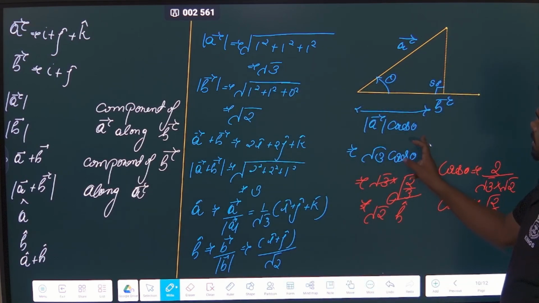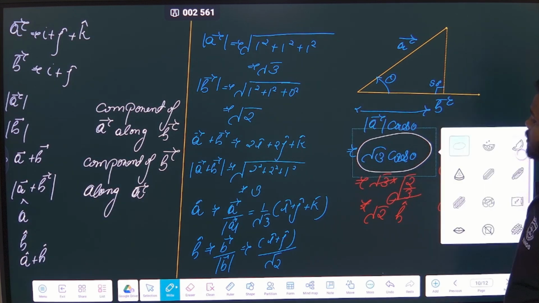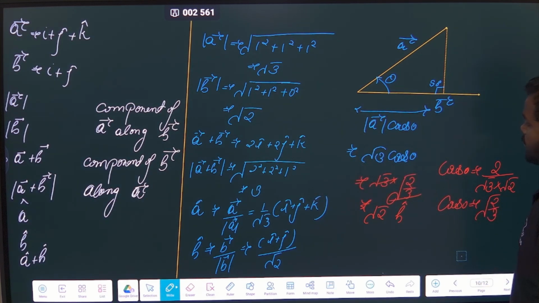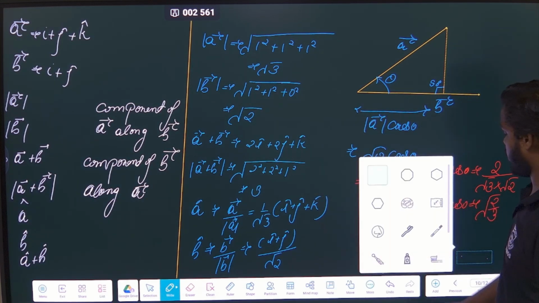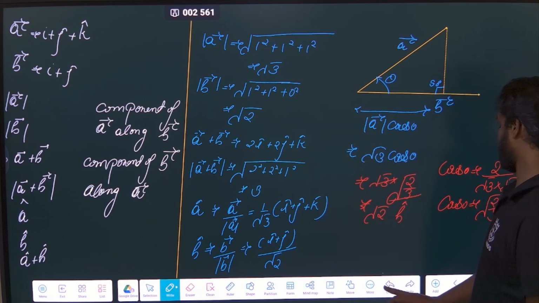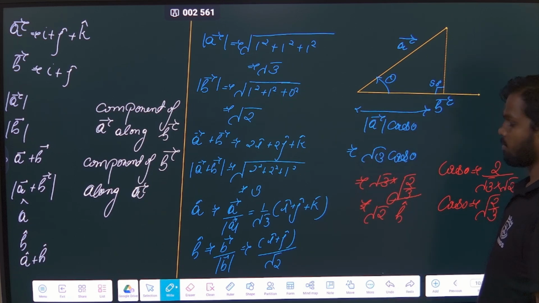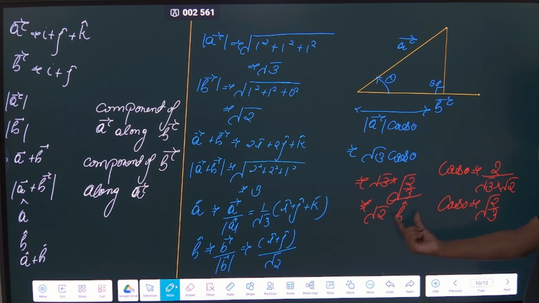This is called a scalar projection. And this thing that we have calculated is called a vector projection. So this is a vector projection and this is a scalar projection. Clear? Because it includes direction also.